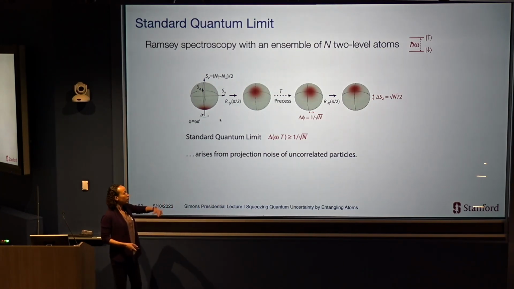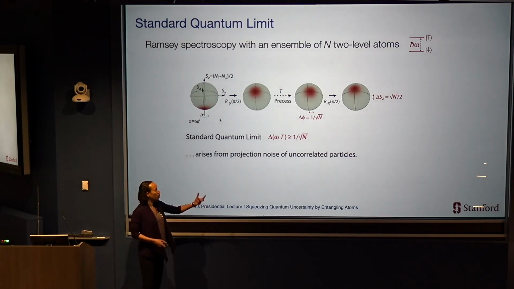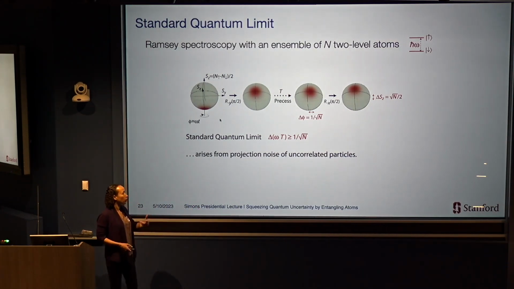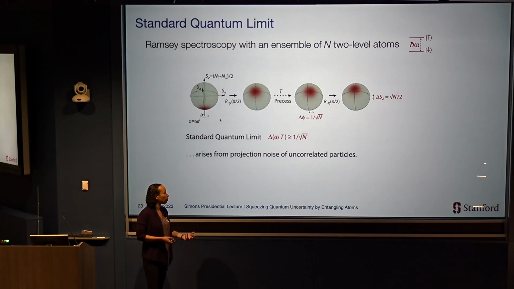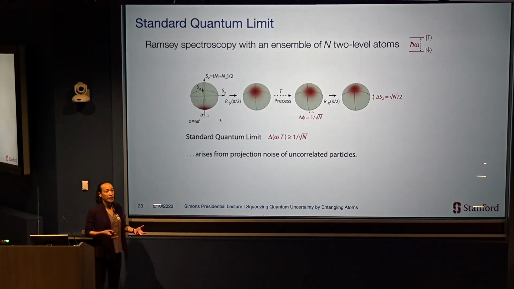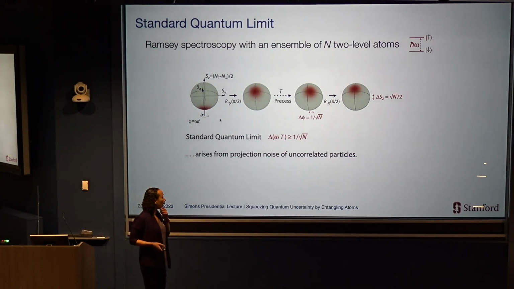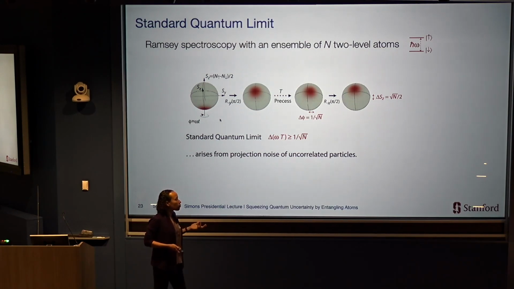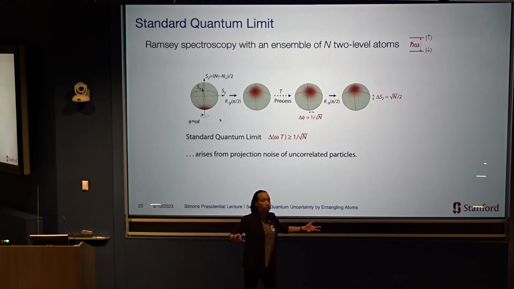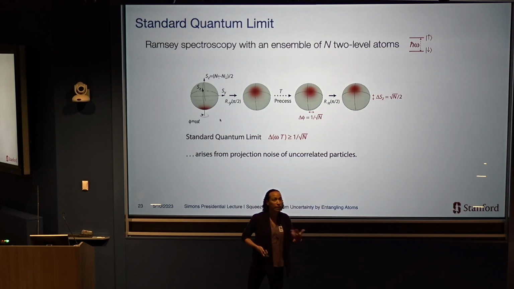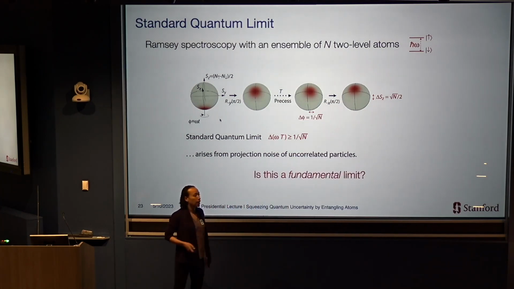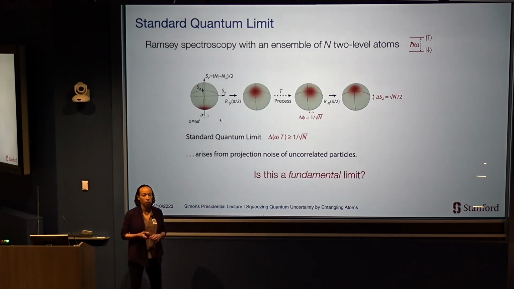In terms of my angular resolution, I should divide by the radius of the sphere, and I'll get an angular resolution that scales as 1 over the square root of the number of particles. And this is called the standard quantum limit. Now, I told you this arises from something like a coin toss, the sort of statistical fluctuations in a coin toss. And so now I can ask you, is this a fundamental limit, or can we do better?